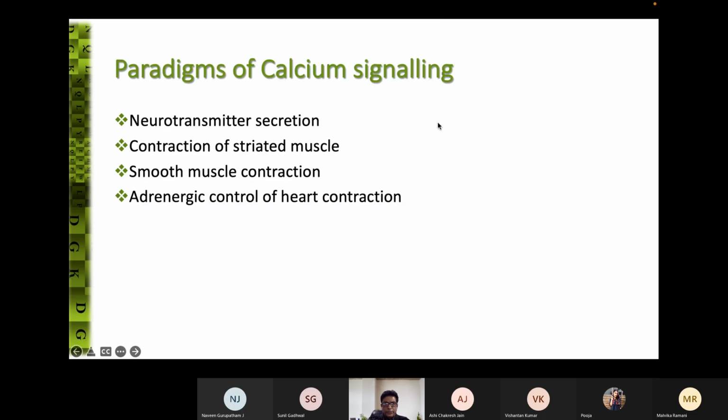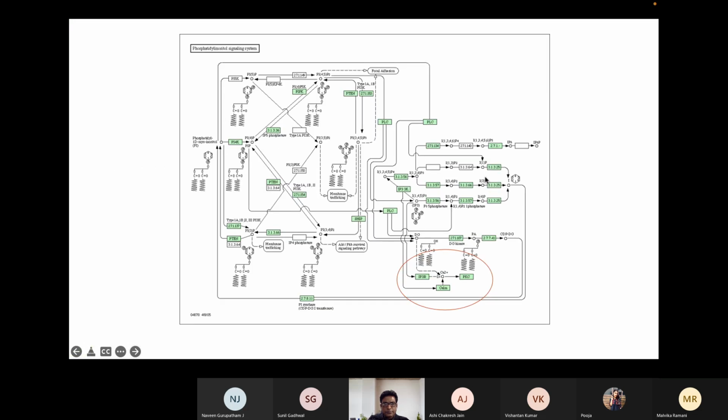There are these paradigms also. This can lead to neurotransmitter secretion. It can lead to contraction of striated muscles. It can lead to smooth muscle contraction, like the heart muscles and all that. And it can also lead to the adrenergic control of heart contraction. There are many other details which are there.